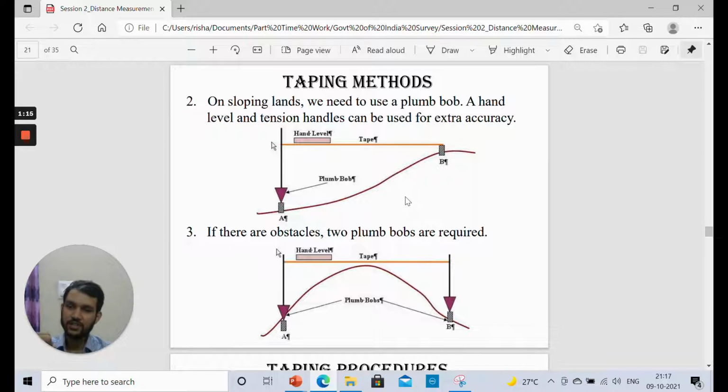If any station is located below, then from that we will transfer the point with the help of a plumb bob to a height from where the second station is perfectly horizontal or above that. Okay, our height should be above that.